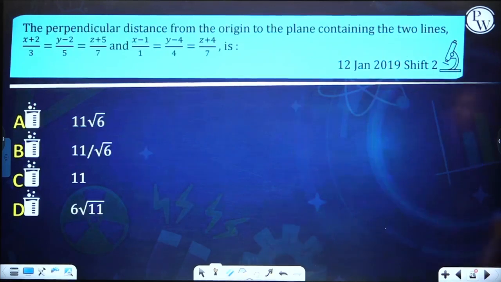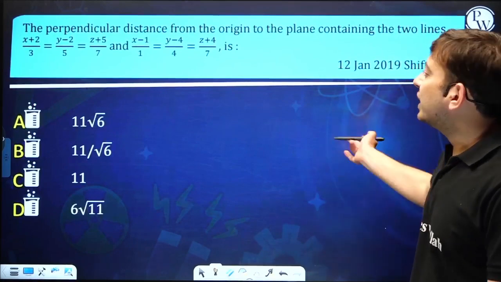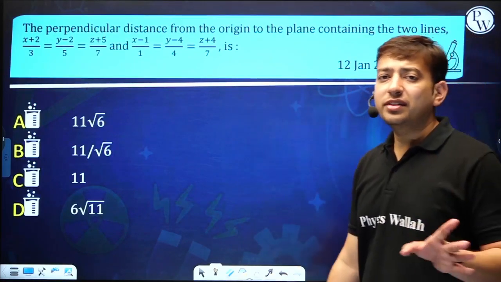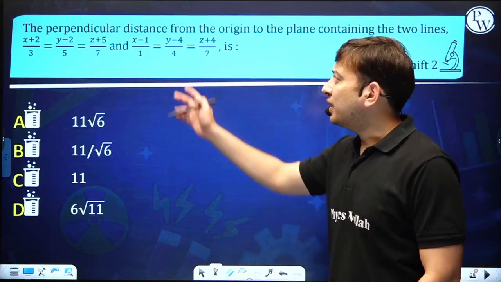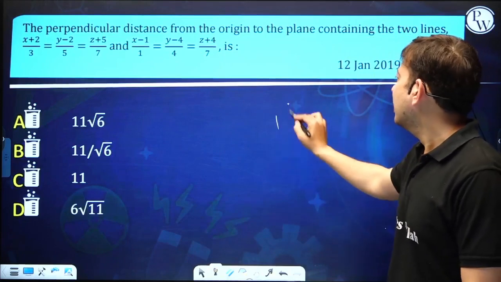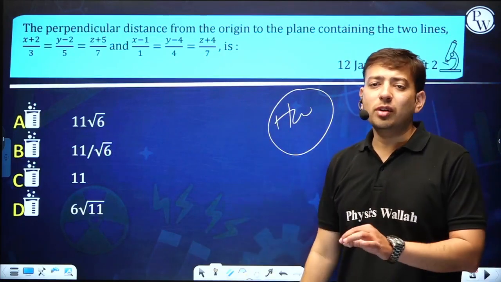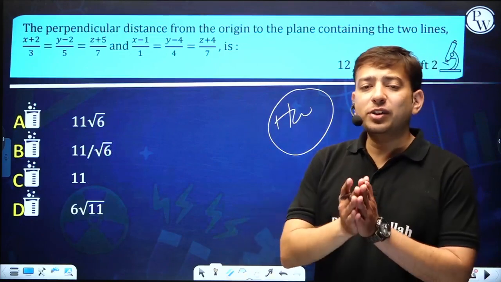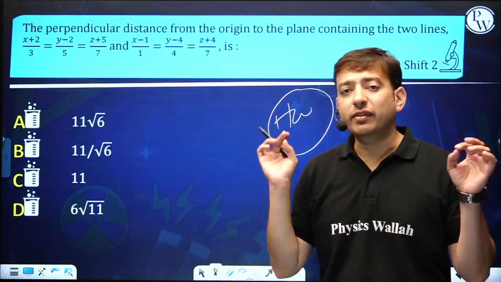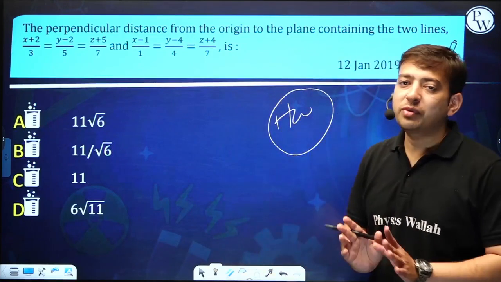Now, the perpendicular distance from the origin to the plane containing two lines. Sir, we have already seen coplanar lines things. Take any one point and direction ratios. We have already solved one kind of question. So, whatever new patterns were there, we solved, but it wasn't like they are using some different concept. Whatever concepts you have studied, only those concepts will be used. You don't have to worry about it.